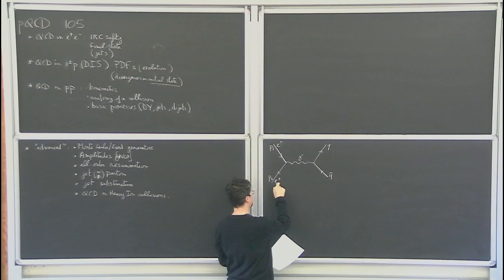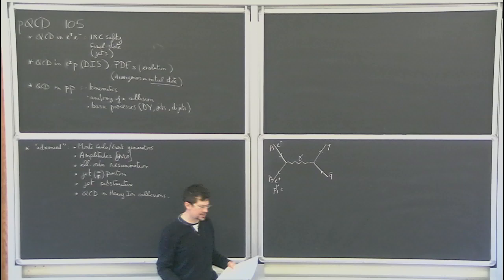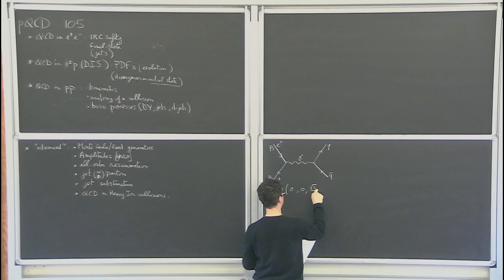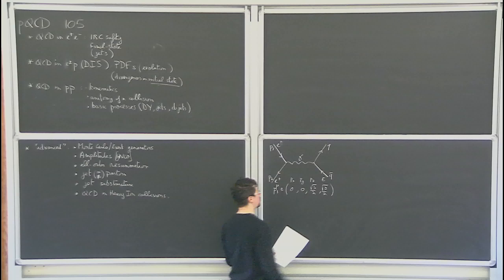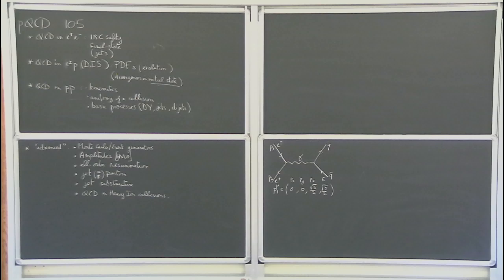So the four-vector for p1, if the center of mass energy is square root of s, will be (0, 0, √s/2, √s/2). One of the reasons here is that I'm usually using the notation where I put the energy at the end. Hopefully that will become clearer. There is a dark reason for that, and you'll have to wait for this.